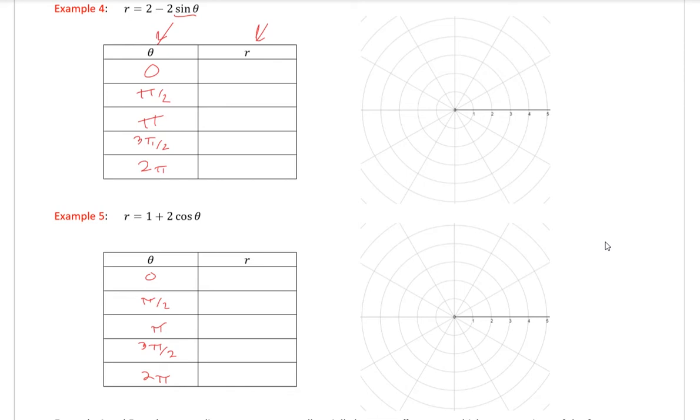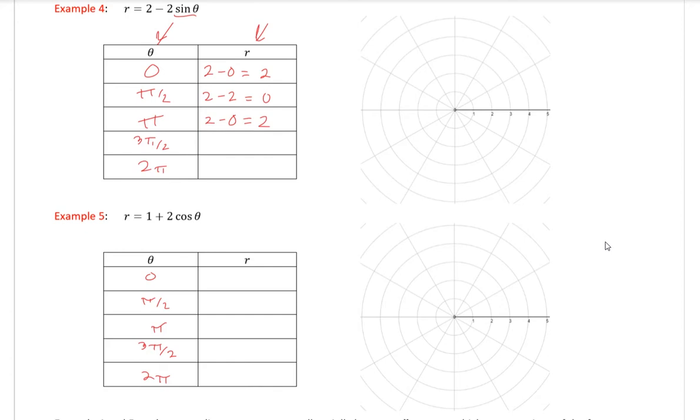If I try to find the radius, I plug in theta of 0. Sine of 0 is 0, so 2 minus 0 is 2. Then sine of pi halves. 2 minus 2 times sine of pi halves, where sine of pi halves is 1. That'll give you 2 minus 2 is 0. Then pi will also give you 0.